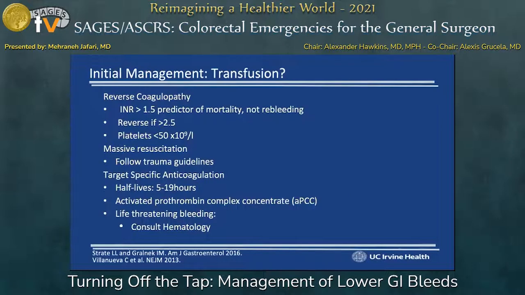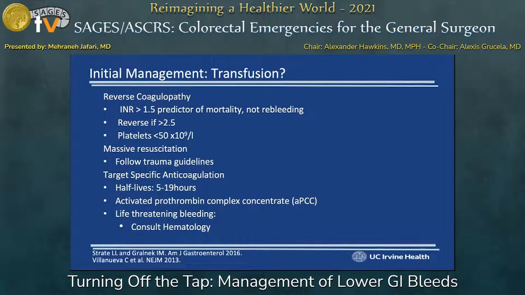In terms of management of coagulopathies, the American College of Gastroenterology guidelines, based on very low quality evidence, dictate that reversal agents be used for INR greater than 2.5. And INR greater than 1.5 has been a predictor of mortality, but not rebleeding, mainly because most likely these are just secondary to comorbidities. For massive resuscitation, follow the trauma guidelines.